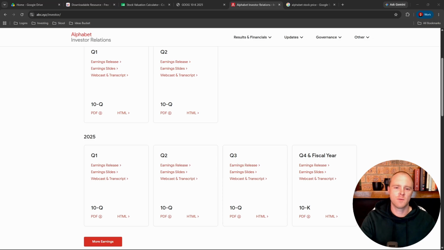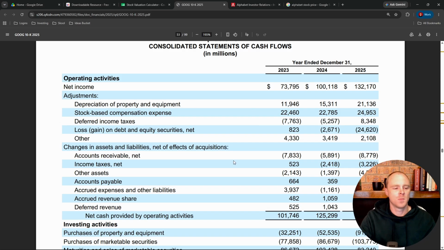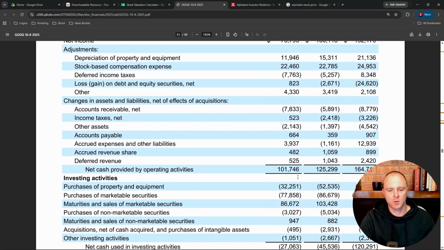So how do we go about valuing Google? So Google has something that's rather interesting in it. So let's have a look. So I've jumped on, just grabbed their annual report. So the latest one is 2025, the 10K. And we want to have a look at the cash flow statement. So this year it actually goes 23, 24, 25 from left to right.